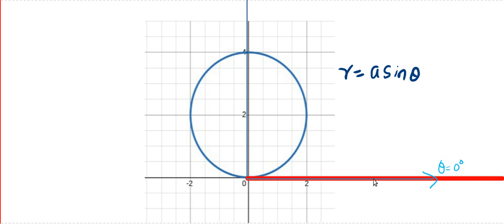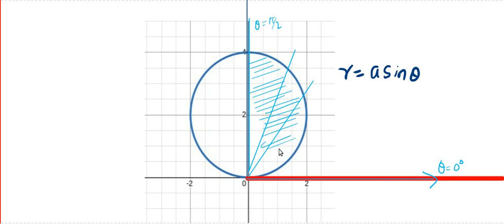My initial line became too thick, but I did that so that you can understand that that's the initial line. And this is, let's say, 30 degree, maybe 45 degree, etc. When you reach 90 degrees, theta is equal to pi by 2. You can see that half the area of the circle will be covered.